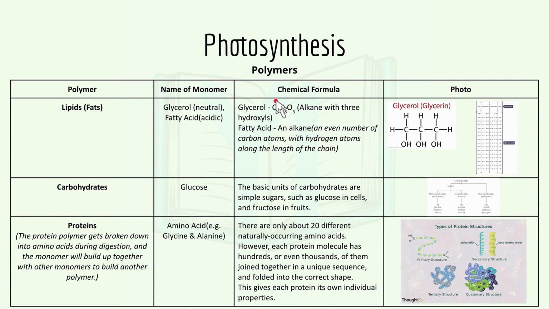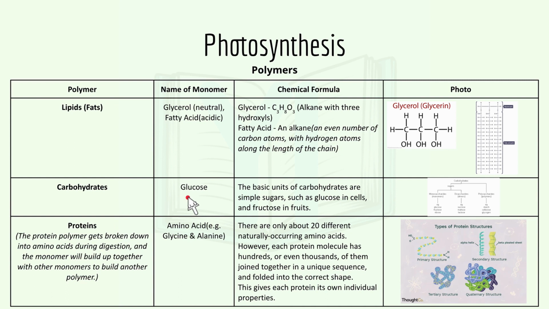So here's more on polymers that we talked about just now. We have lipids, where the monomers are glycerol and fatty acid. Glycerol is C3H8O3, and it's basically an alkane with 3 hydroxyls, and a fatty acid is an alkane. So here's glycerol and the alkane for fatty acid, which is carbon atoms with hydrogen atoms along the length of the chain.